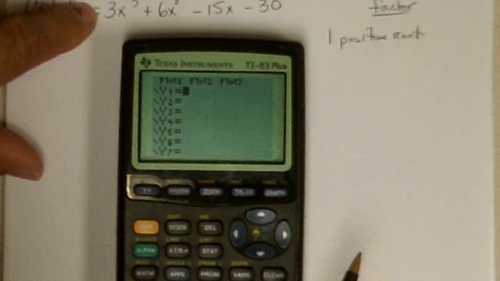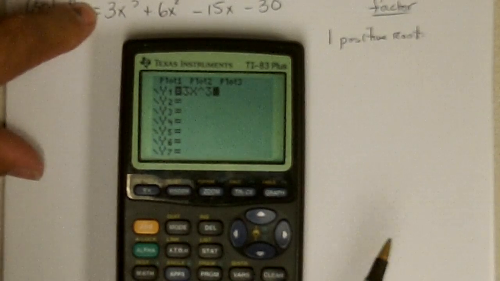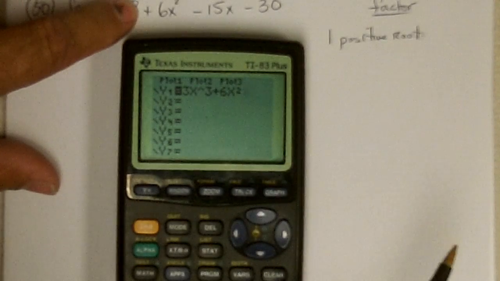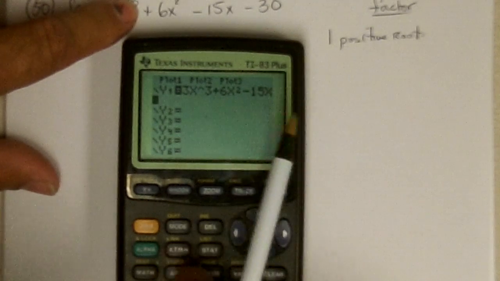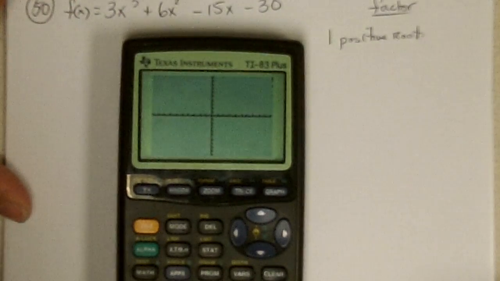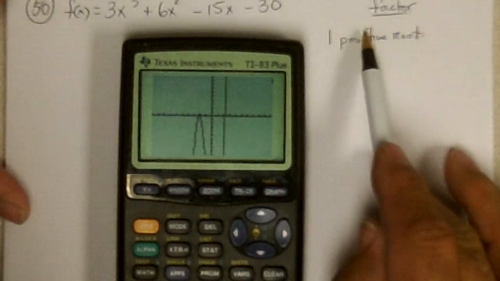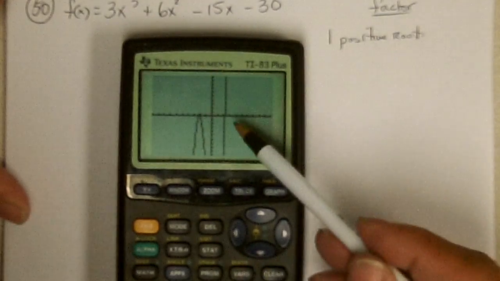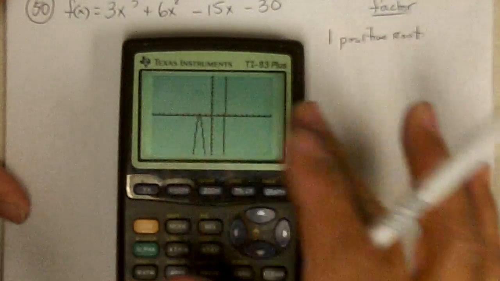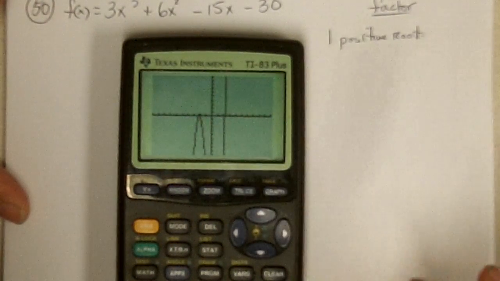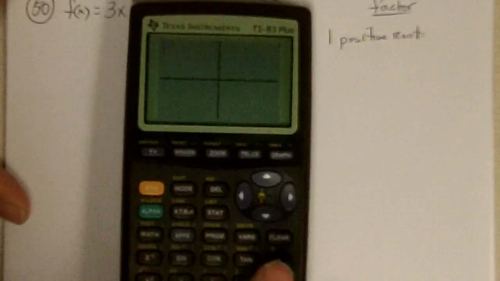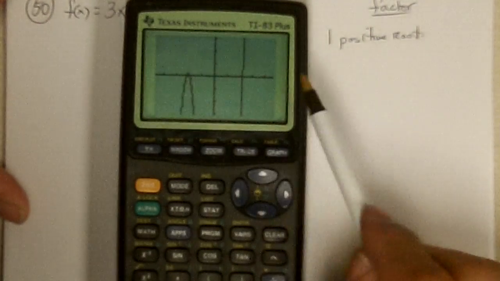Clear this. We got 3x to the 3rd plus 6x squared minus 15x minus 30. We can graph, and we should see that there's 1 positive root and some negative roots here, and the positive one is not real clear here, and the negative one looks like it might be -2. So let's go zoom 4. That'll be a little closer in. Let's take a closer look. Oh, it's not 2. It's not there.